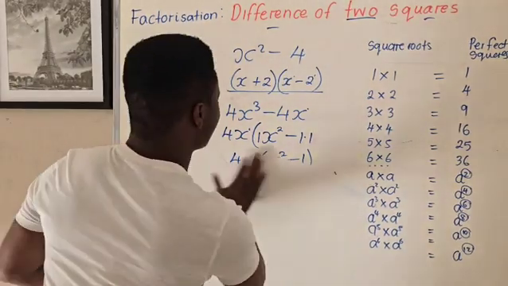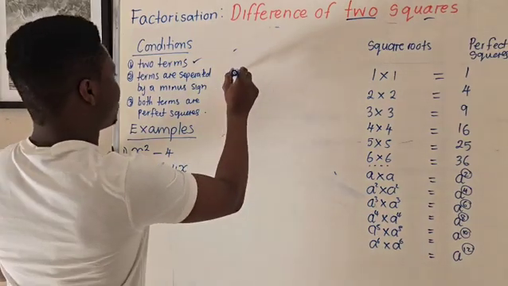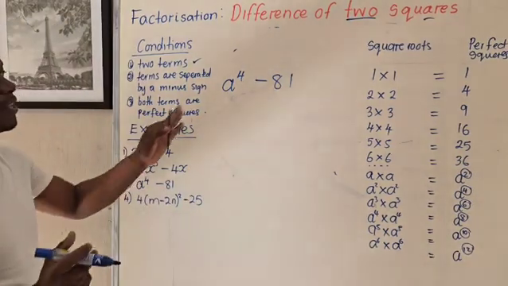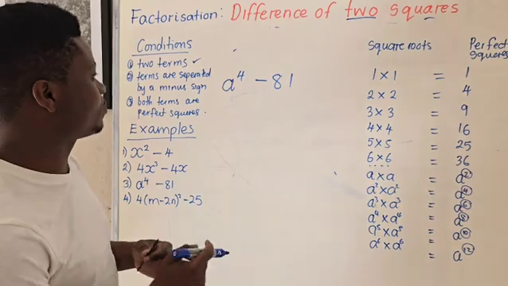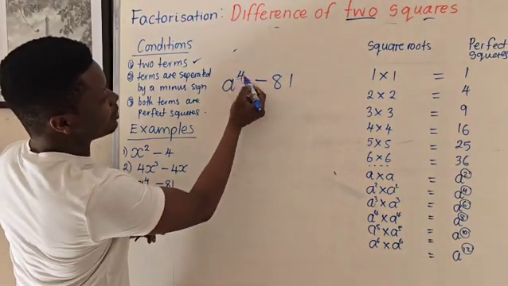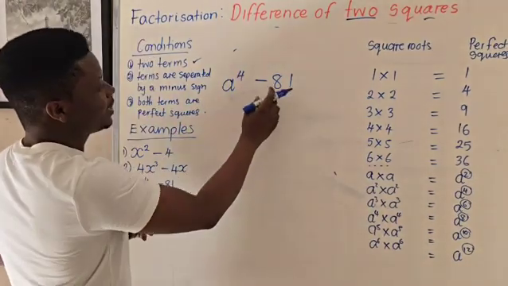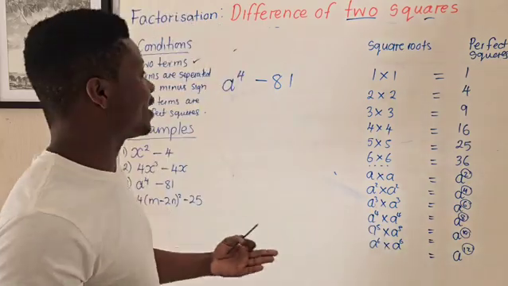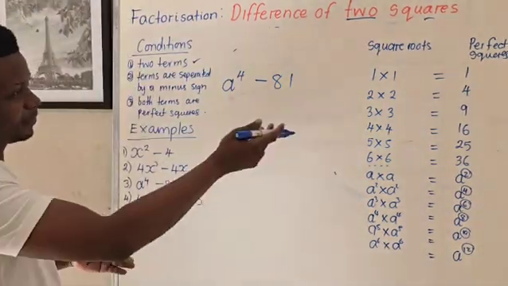How about the next one that says a to the power of 4 minus 81. So the first step is to take out the highest common factor, and there's no highest common factor. This is a difference of two squares. Why? Because the exponent here is a multiple of 2. Yes, 2, 4, 6. So 4 is a multiple. 81 is a perfect square because 9 times 9 is 81. You should know by now. Just list all the numbers and find the perfect squares.